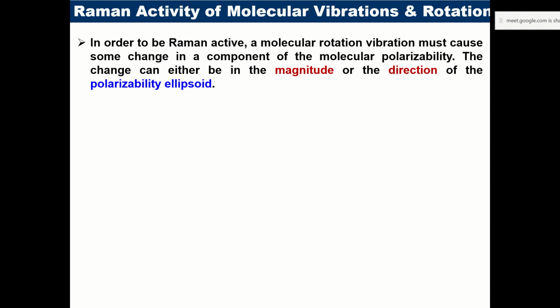ये सब चीजें आपने सीखा है. And we have also learned the quantum mechanical viewpoint and the classical viewpoint to explain the events that happen: Stokes, anti-Stokes scattering. Then we had also discussed the conditions which make a molecule Raman active. So this is something that we have to continue. When a molecule becomes Raman active, what are the conditions that it must fulfill?